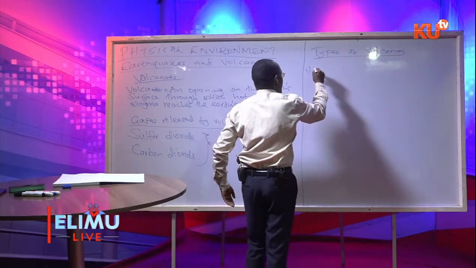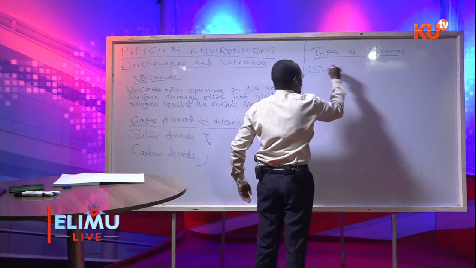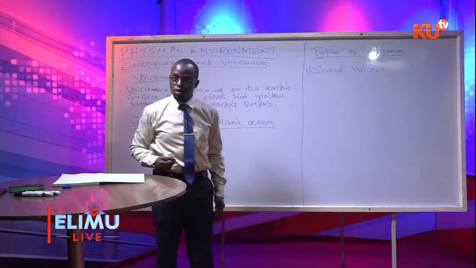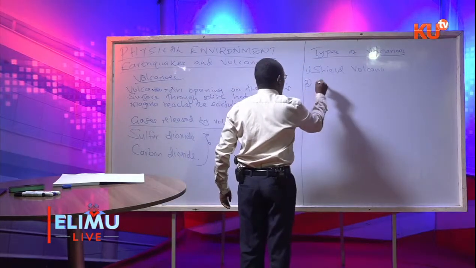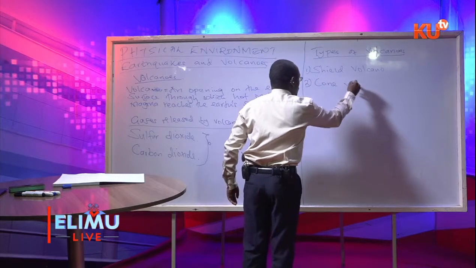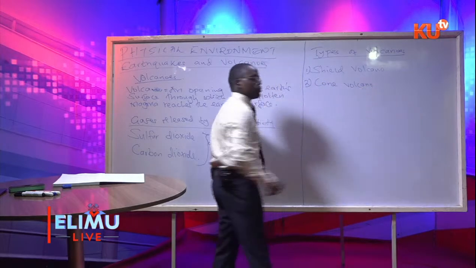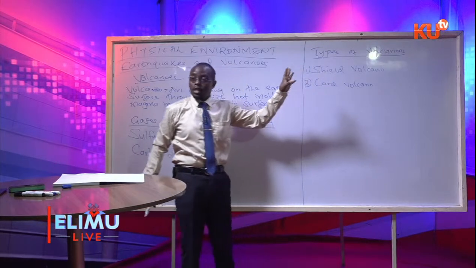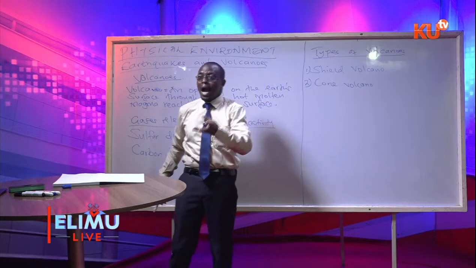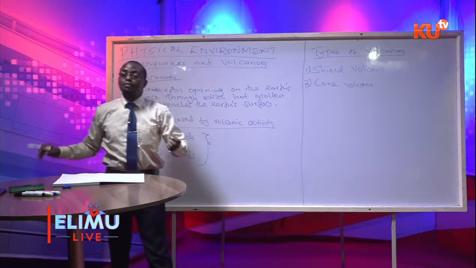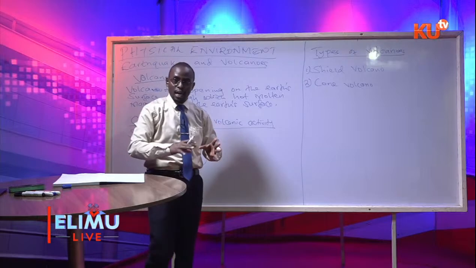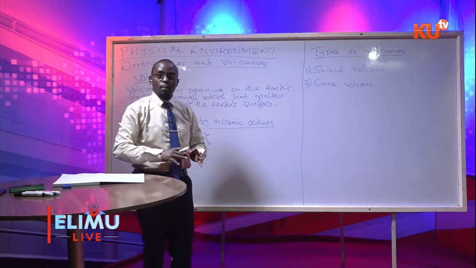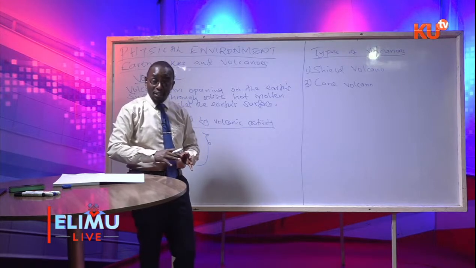Type number one, we have the shield volcano, and then we have the cone volcano. Now, a shield volcano is a volcano that is formed when the magma comes out of the Earth's surface and flows for quite a long distance before it cools down and solidifies, as I'm going to represent through a diagrammatic representation here.